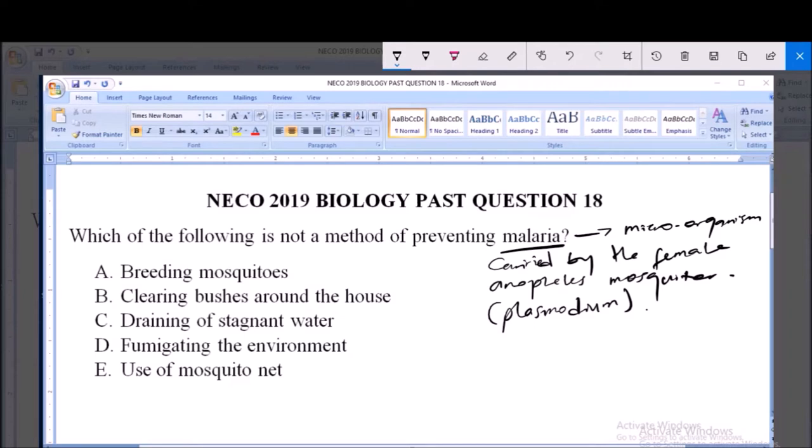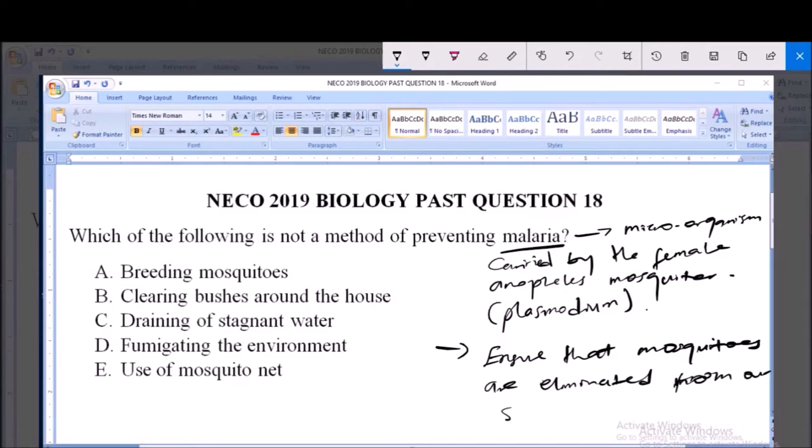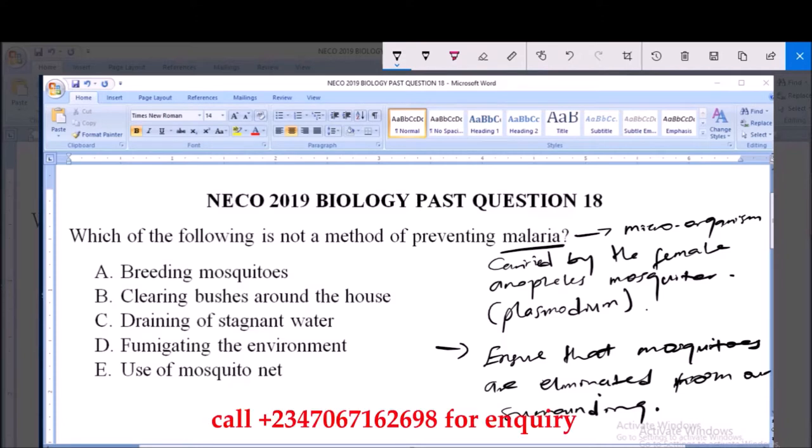Now, in order for us to prevent malaria, the best thing to do is to ensure that mosquitoes are eliminated from our environment. So eliminating those mosquitoes from our surroundings is the best way to prevent malaria. Now, by eliminating mosquitoes from the environment, we are carrying out all the procedures involved in chasing mosquitoes out of our surroundings.